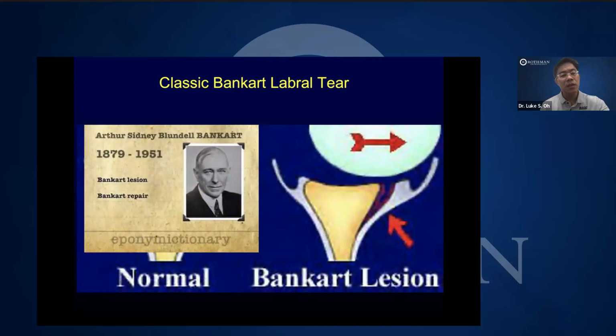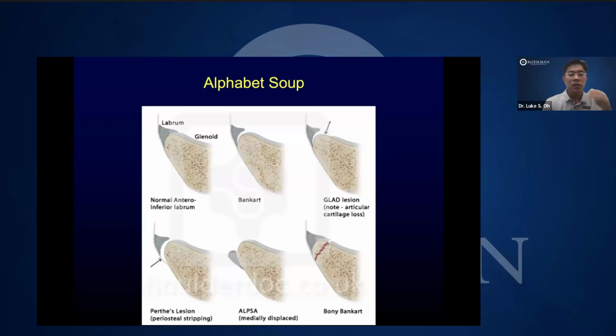The Bankart lesion is named after Dr. Arthur Sidney Blundell Bankart, who first described this, as well as the procedure to try to stabilize it surgically. So there are a lot of different classifications and varieties of injuries that we refer to as alphabet soup.